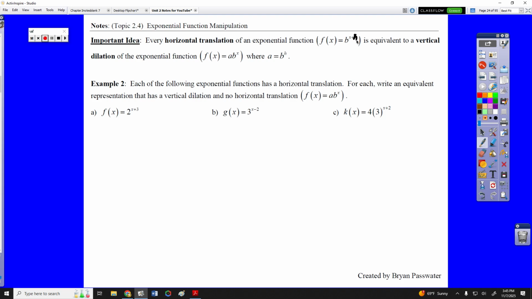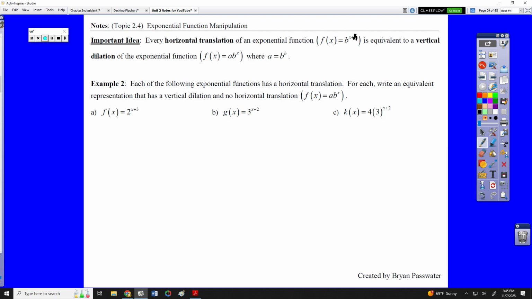So what we're going to do here in example 2 is take each of the following exponential functions that have a horizontal translation, and write an equivalent representation of that function that, instead of having a horizontal translation, has a vertical dilation. And we're going to do that using exponent rules.